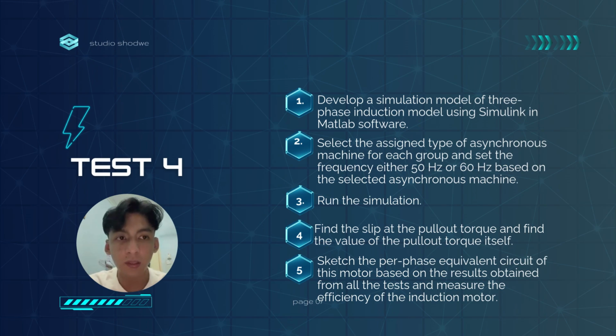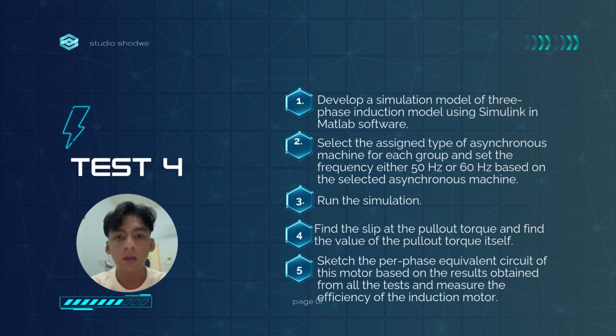Number 3 is run the simulation. Number 4, find the slip at the pull-out torque and find the value of the pull-out torque itself. Number 5 is sketch the per-phase equivalent circuit of this motor based on the results obtained from all the tests and measure the efficiency of the induction motor.